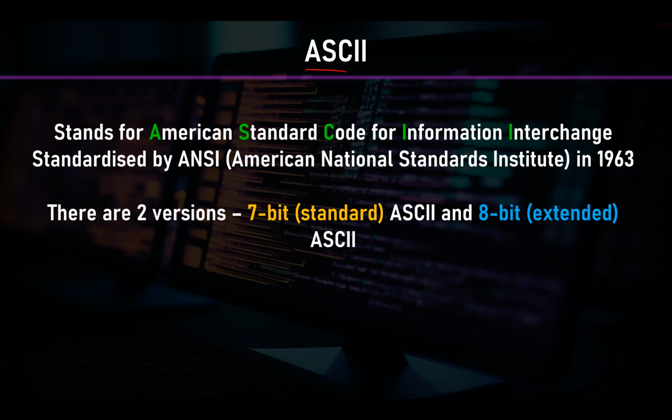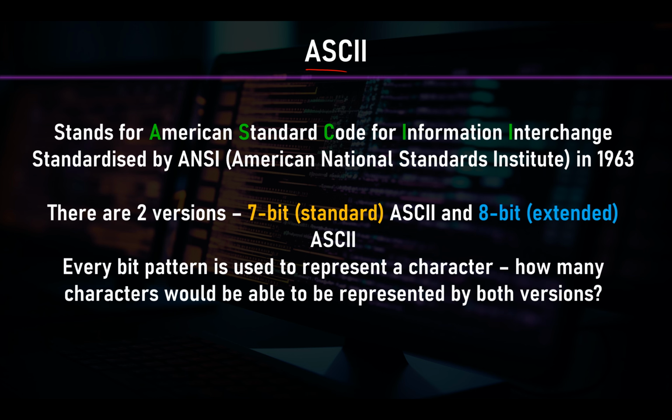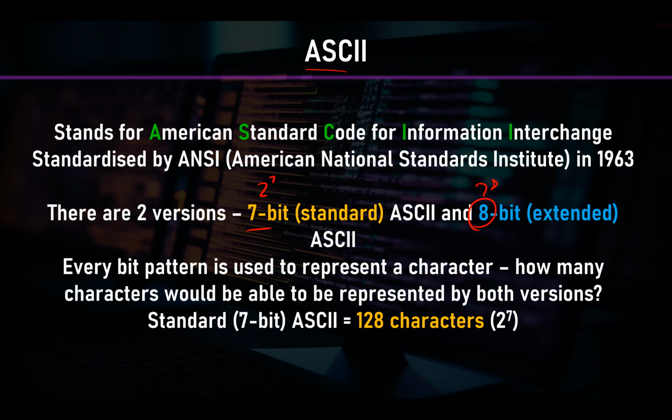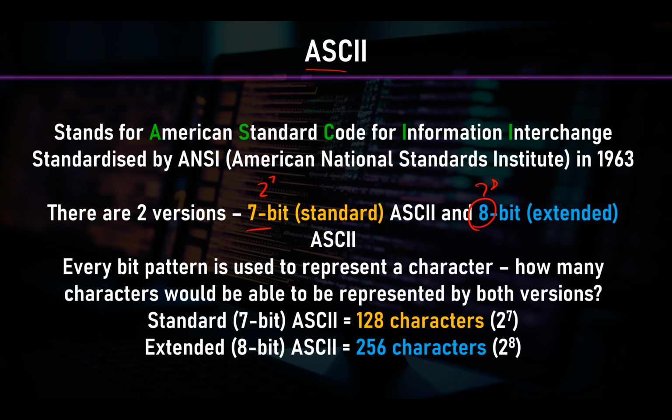So there's going to be two versions. One is 7-bit or standard ASCII, and there's also 8-bit or extended ASCII. Every bit pattern is used to represent a character. Therefore, how many characters would be represented by both versions? If we're using 7 bits, that's 2 to the power of 7 different characters. Here, of course, 2 to the power of 8 different characters. We can say standard ASCII gives us 128 different characters, while extended ASCII gives us 256.